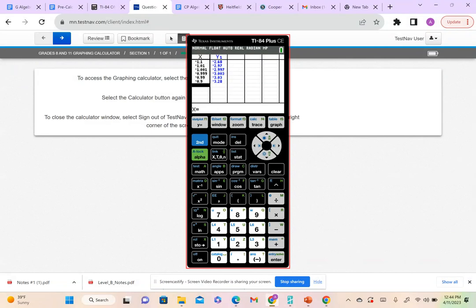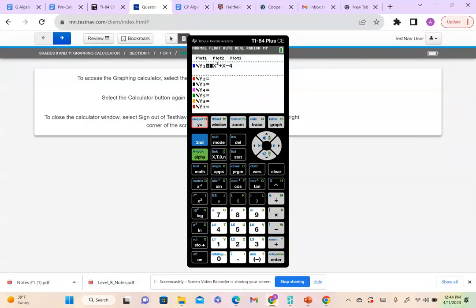Okay, let's do one more. What's the first thing we need to do? Type in your equation. Go to y equals and clear it out. So negative x cubed minus 4x squared plus 7x plus 9. The first thing you should always do is put your equation in.